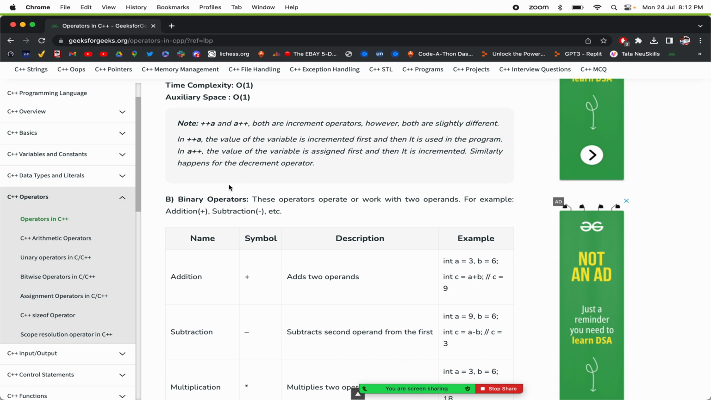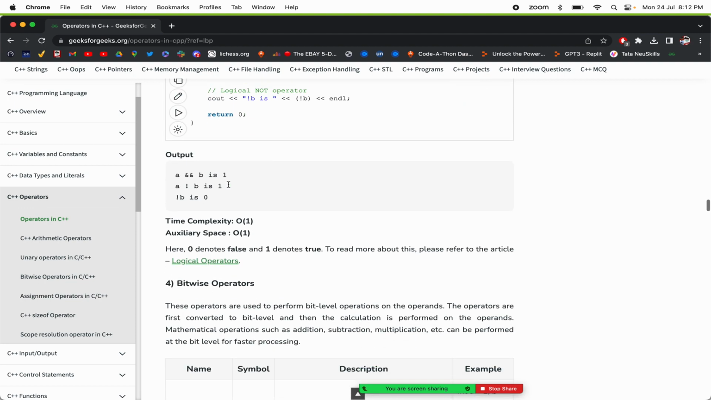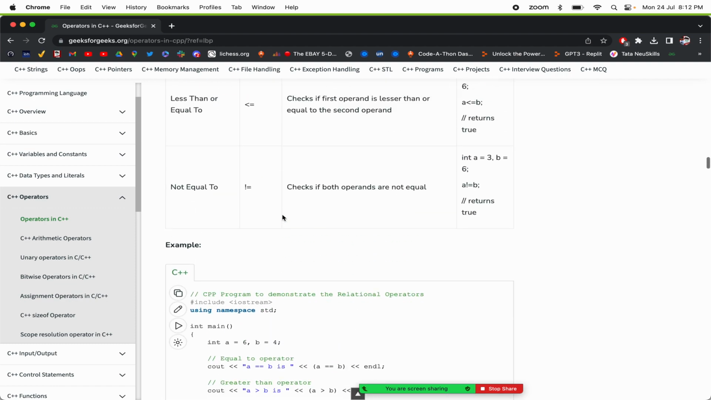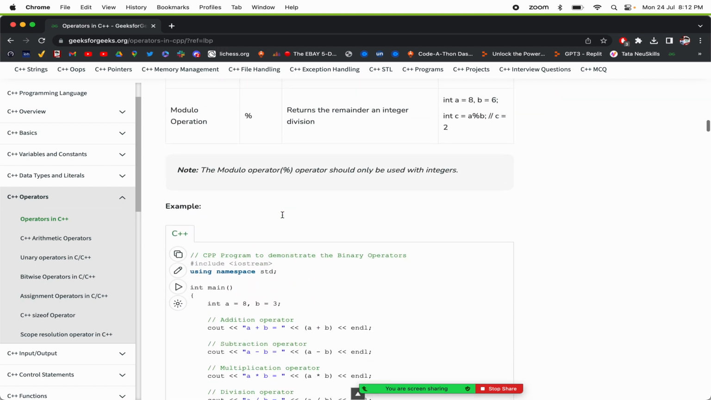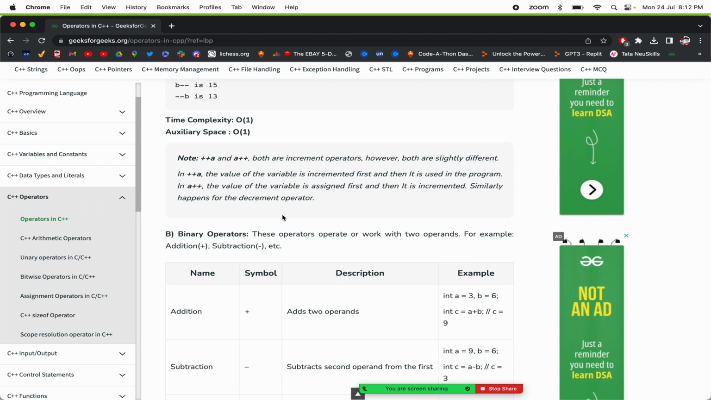There are bitwise operators, where we work with binary numbers. Binary operators, however, work with normal numbers, but they have two operands. For example, the addition operator, a plus b, 2 plus 5, so 2 and 5 are two operands. Similarly with subtraction, a minus b, a and b are two operands.